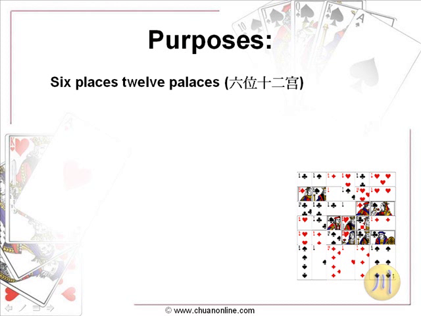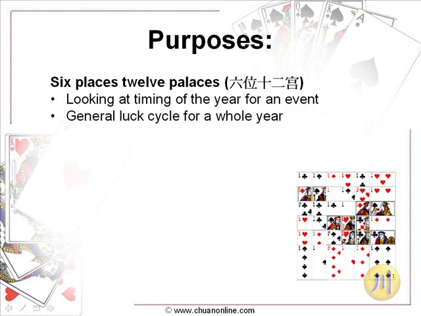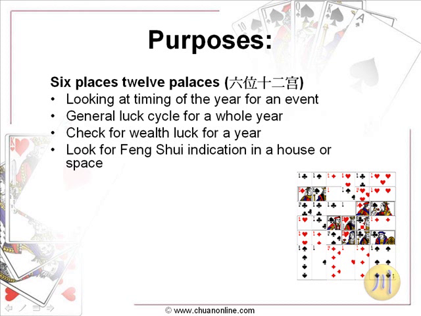Let's take a quick look at the purpose of these 2 systems. For the 6 places and 12 palaces, it can be used for looking at the timing for the year of an event. It can also be used for general luck cycle for a whole year, or check for wealth luck for a year, or look for feng shui indication in a house or space. This is actually done without having the need to visit the actual site in question.